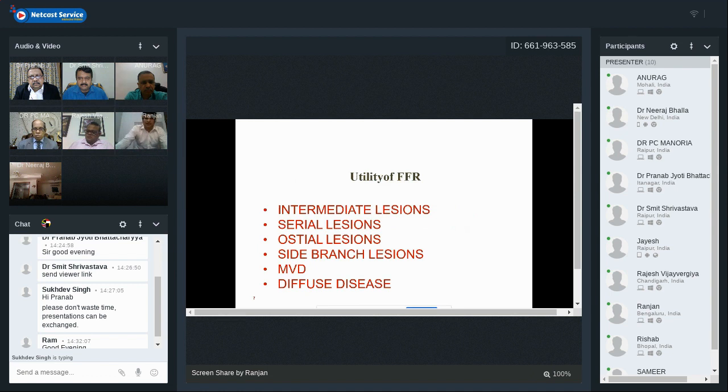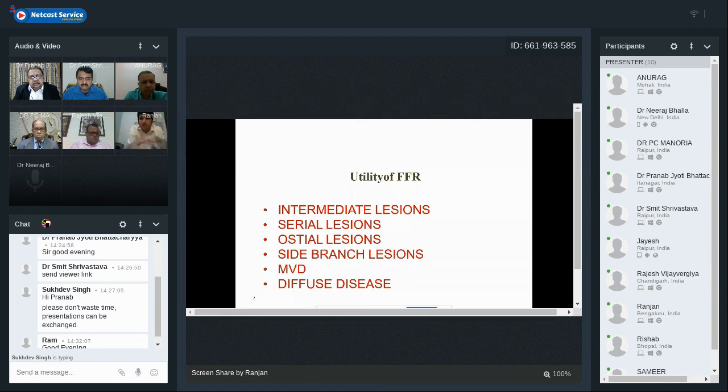All of us know that FFR has been there for some time, and it was one of the first reproducible physiological measurements. It's very useful in intermediate lesions, and that's what we have always been taught. But it's also useful when you're dealing with serial lesions, when you think there is a side branch stenosis, or in so-called multivessel disease. Sometimes even with minimal disease, some of them are sent for CABG.